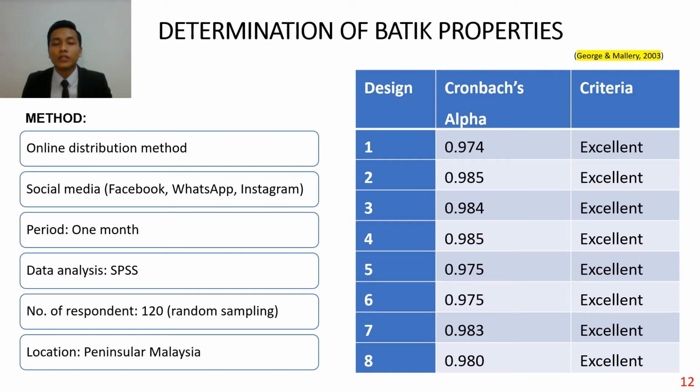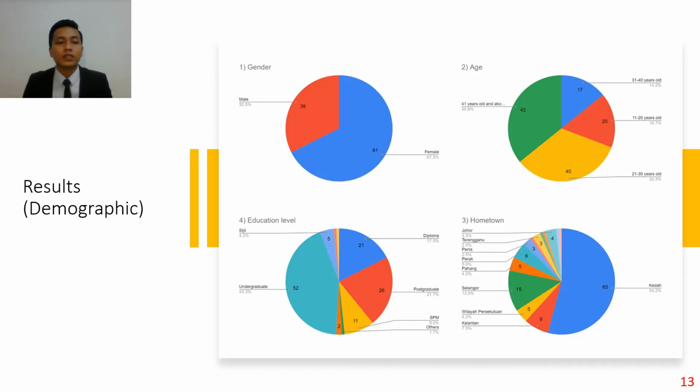So based on this result, we can conclude that all design is reliable and excellent. Next, the result of the demographic section of the questionnaire. The first question is gender, and the result is more female than male. The second question is age, and the result is most of them are 41 years old and above. The third question is hometown.